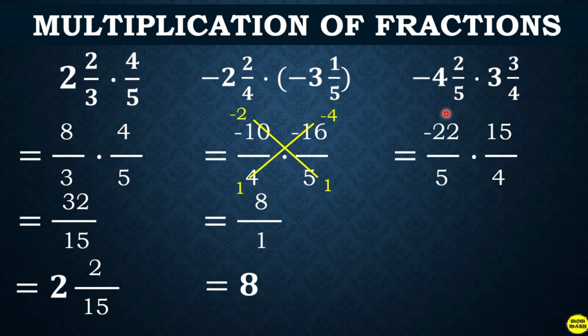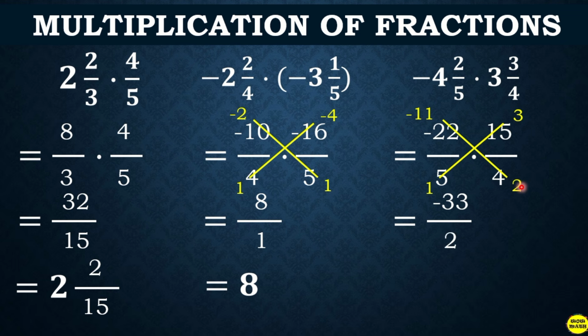Okay, meron ba tayong pwedeng cancel dito? Yes, pwede natin to i-cancel by 2. So, negative 22 divide by 2, so that is negative 11. And then 4 divide by 2, that is positive 2. Pwede rin yung kabila. So, 5. Pwede siya by 5. So, 15 divided by 5, that is 3. And then 5 divided by 5, that is 1. So, mas mababa ngayon yung imumultiply natin. So, we will have negative 11 times 3, that is negative 33. And then 1 times 2, that is positive 2.